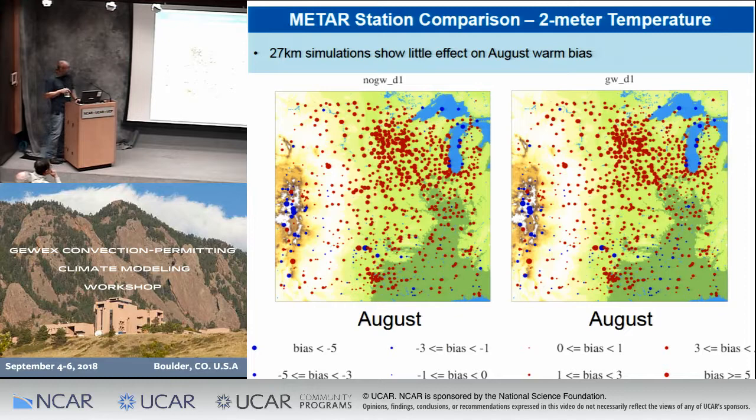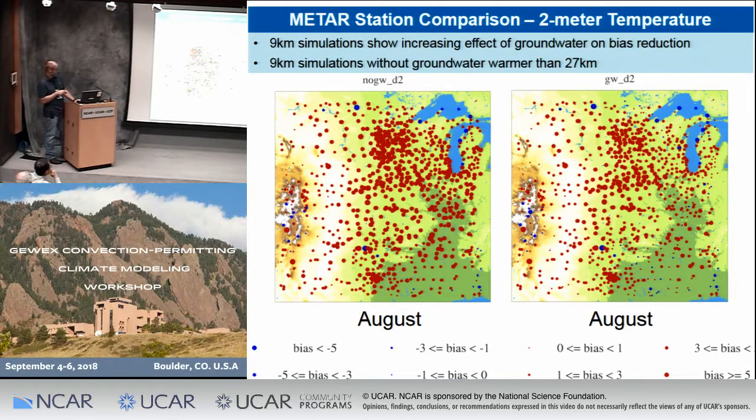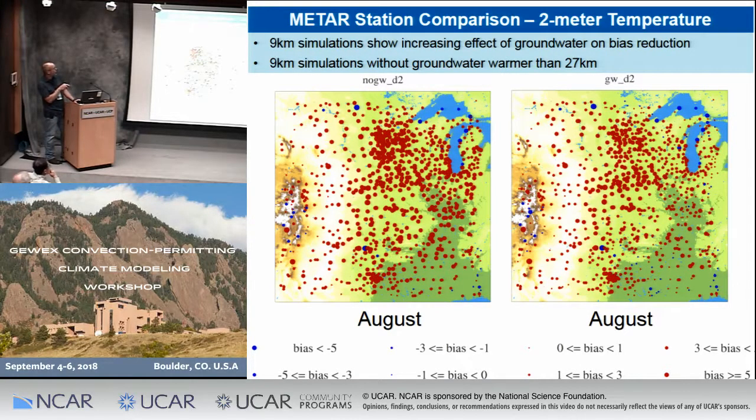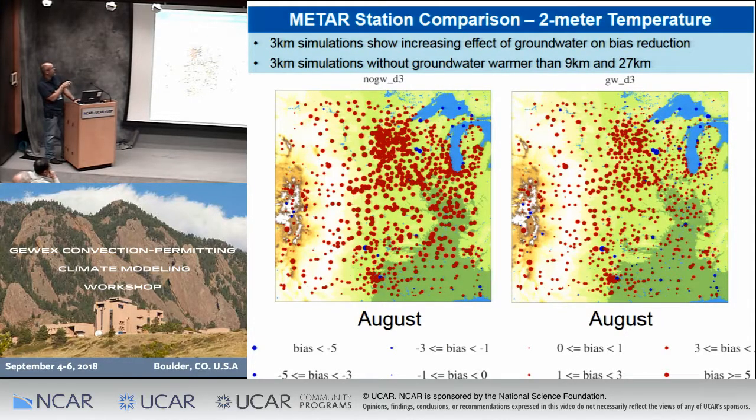But what you see is that if you go down to the 9-kilometer simulations, the bias actually increases without groundwater. So if I go back again, you can see the dots get larger, right? And so the groundwater effect actually gets larger. So there's actually an effect of the groundwater here in lowering that warm bias. And if we go down to the 3-kilometer runs, we see kind of the same thing. The bias slightly increases in the no groundwater runs, but the reduction of the warm bias actually increases for adding groundwater in the 3-kilometer runs.